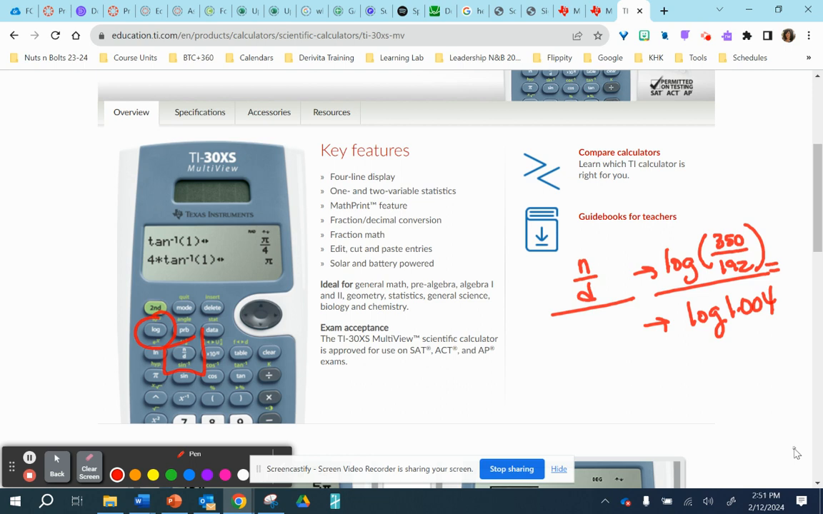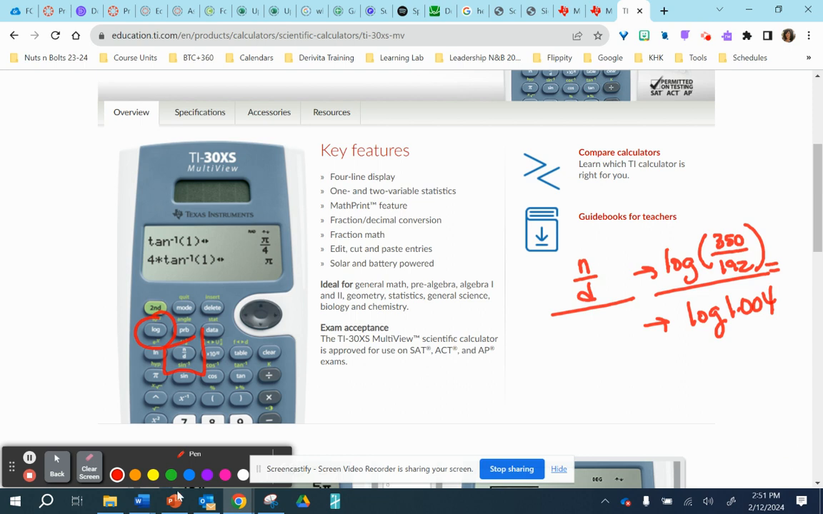And then that is going to give us, and I'm going to do it with my handheld calculator. So let me get to that. I have n over d and then log, and then I'm going to do n over d again, 350 divided by 192. And then in my denominator, log and 1.004. And when I click enter, hold on, that just cleared it, sorry. So do that one more time.